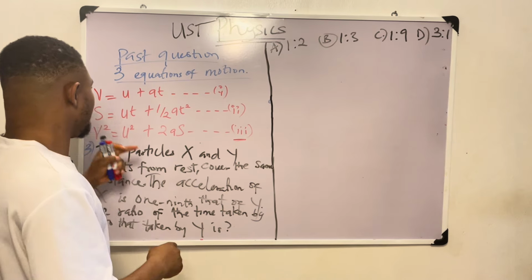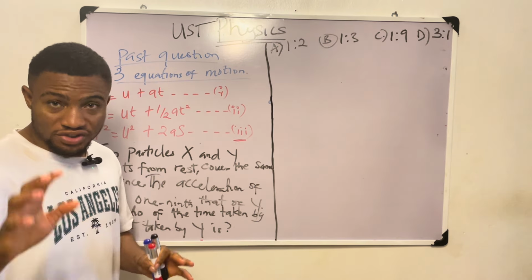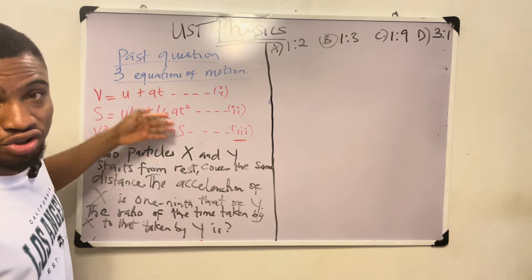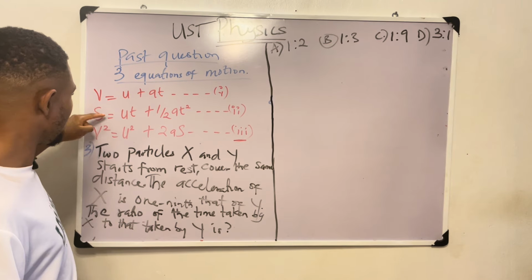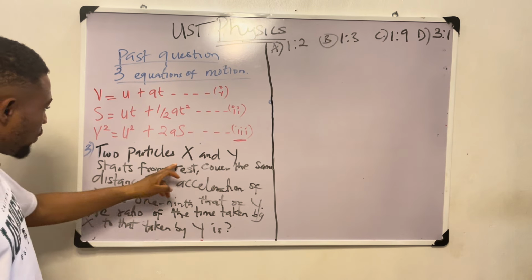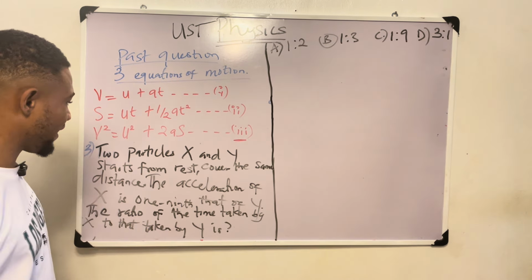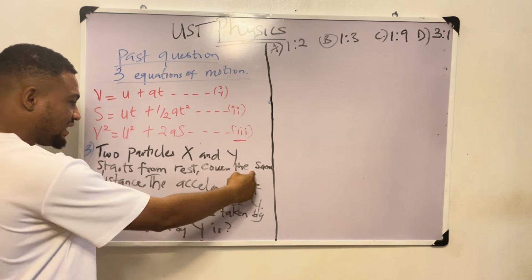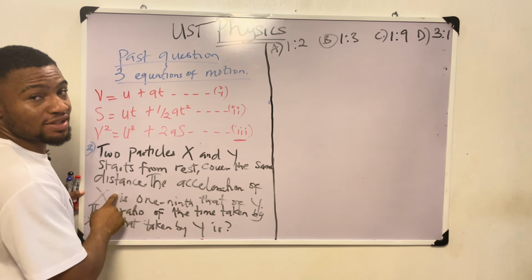All right. This is the third question, and the three equations of motion are still here. The first one, the second one, the third one. You understand? The question says two particles, X and Y, start from rest and cover the same distance. Both of them cover the same distance.